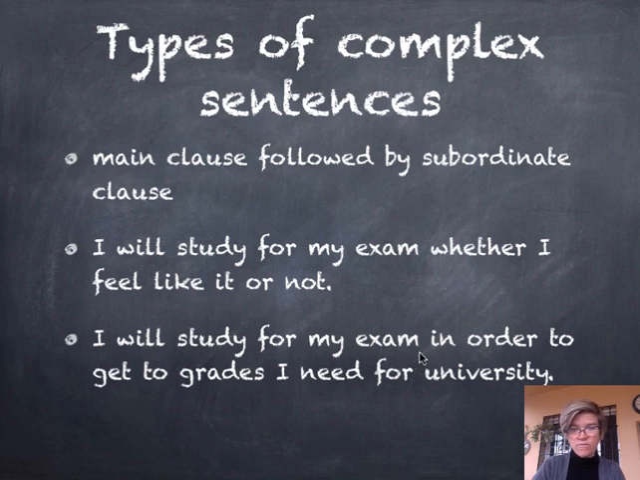A second example that I have of a complex sentence, and both these examples are a main clause followed by a subordinate clause, where the subordinate clause, or that connective plus clause, comes in the second half. This time I tried using the one in order to. Okay, I will study for my exam, same main clause as the first example, in order to get grades I need for university. Notice how "grades I need for university" has a subject and verb in this dependent clause, and the phrase in order to is that connective phrase that's making this second clause dependent on the first clause.